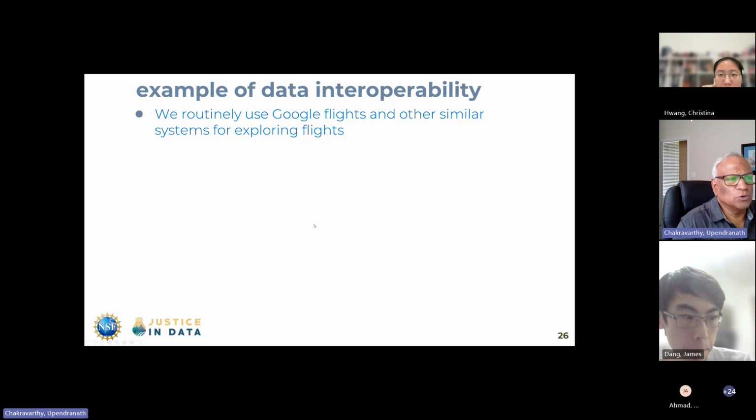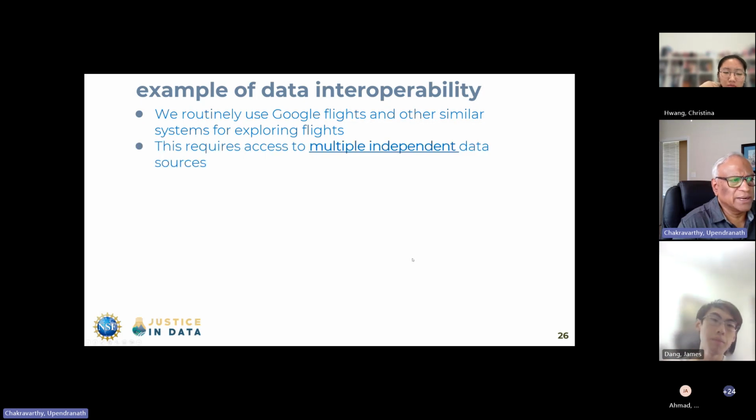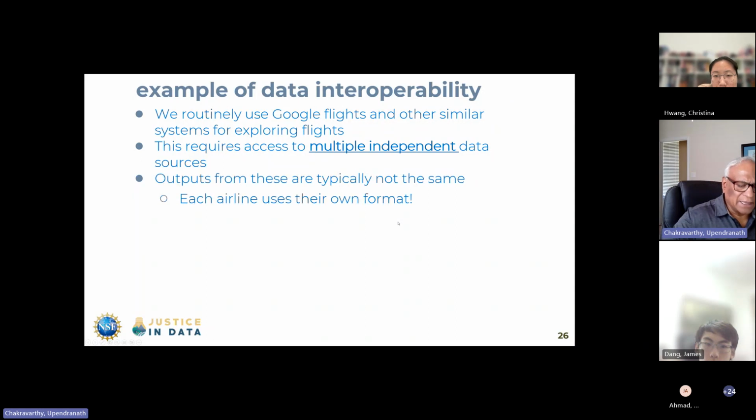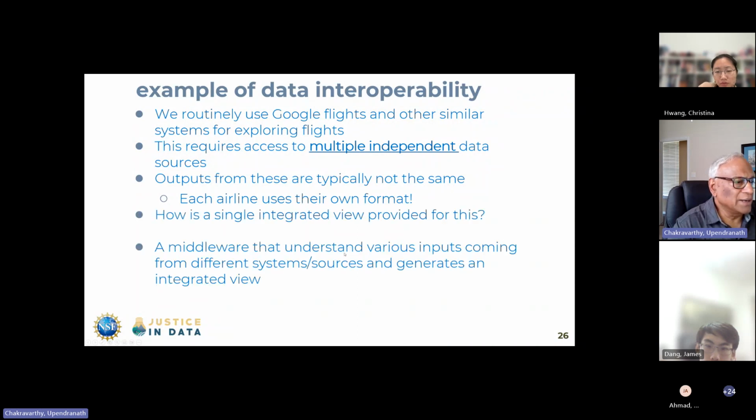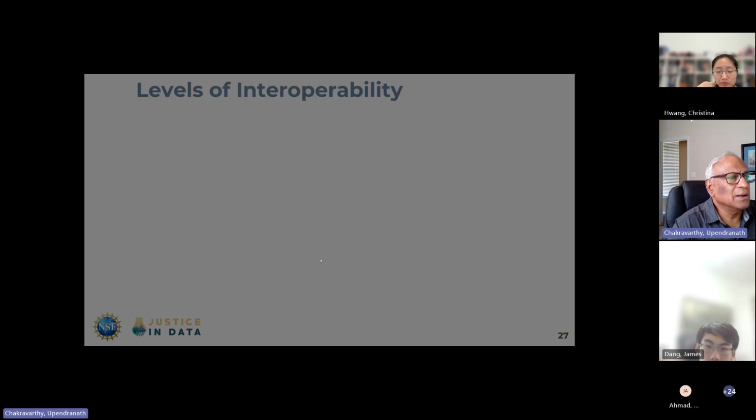We also routinely use Google Flights and other similar systems for exploring flights. This requires access to multiple independent data resources. When it gathers data from multiple airlines, they don't come in the same format. They come in so many different formats, but they have to be understood in some way and then processed and given to you in a single format. So this is a very good example of an interoperable system where it is reduced to a common format and interpreted and used.